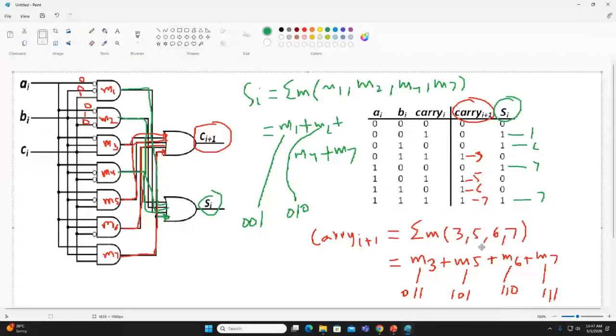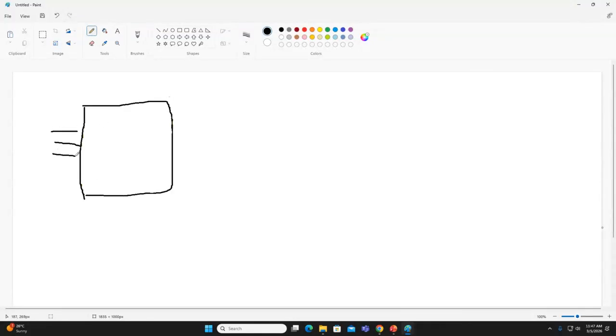So we want to design a BCD to XS3 code converter. Let's assume we have this BCD. This ABCD is my BCD, and the output is XS3, which is W, X, Y, and Z. So this is my XS3 code, and the input is which code?